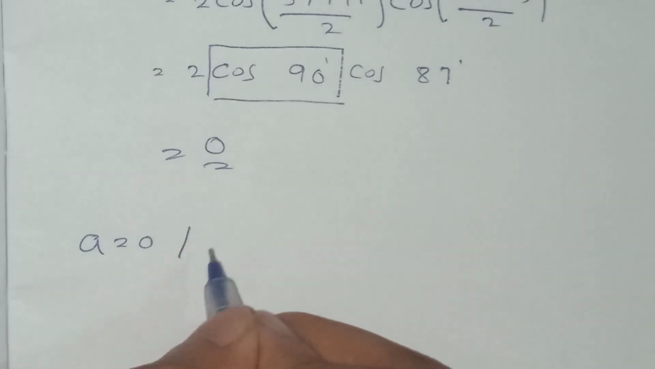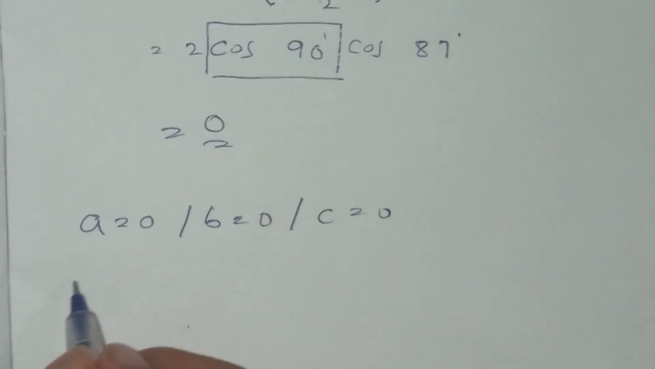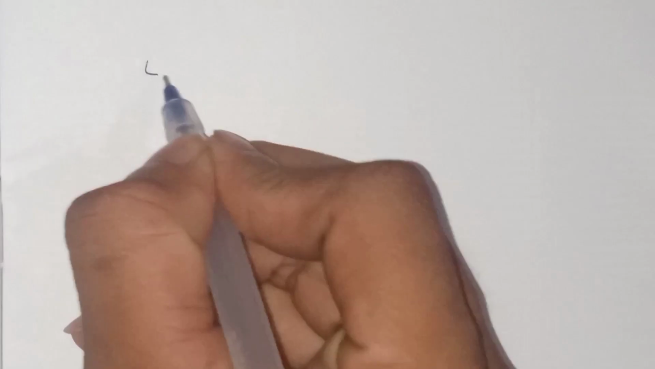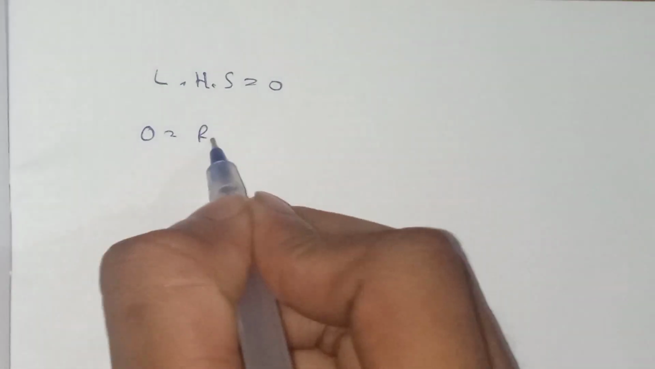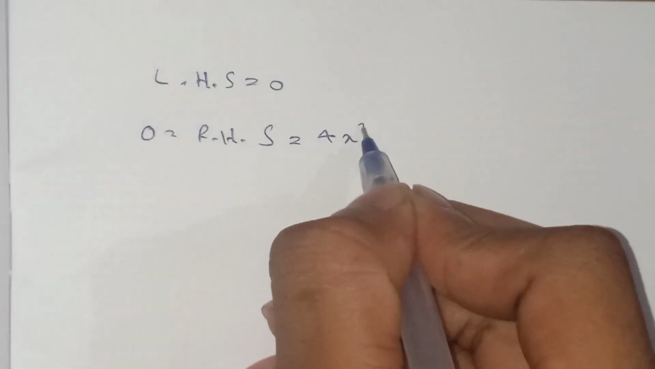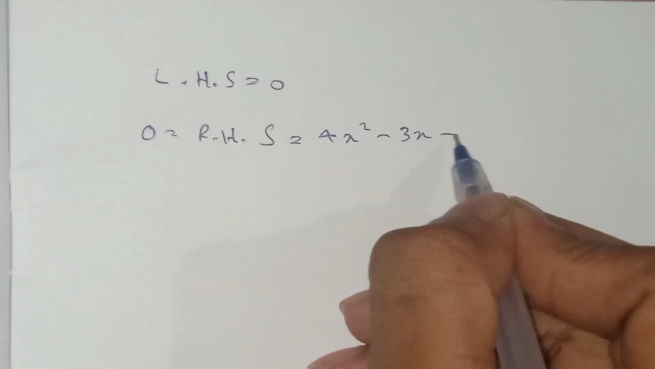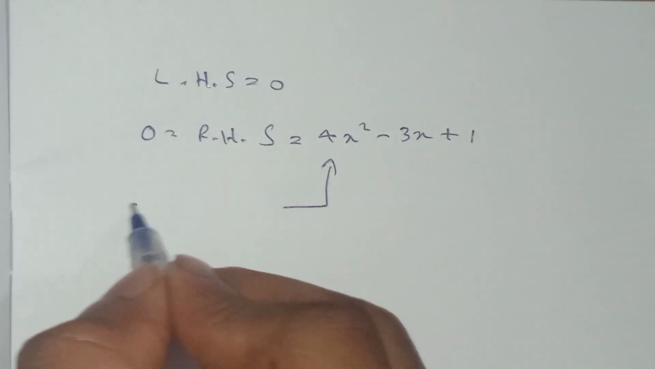So now we have proved that A and B and C all three equal 0. And then we can conclude that the pairs that we had not proved are also equal to 0. And finally we proved that the left hand side of this equation equals 0. Then we can simplify our equation as 0 equals the right hand side. It equals 4x squared minus 3x plus 1. Yes, now we get a quadratic equation here.